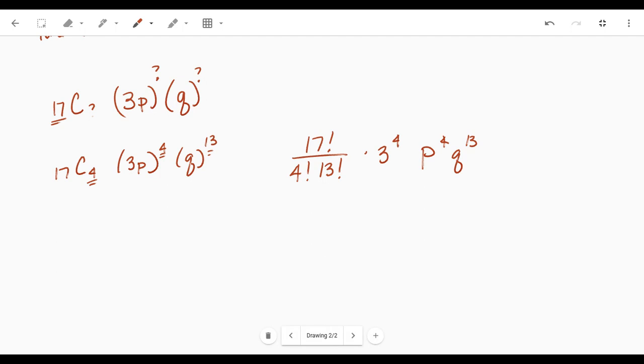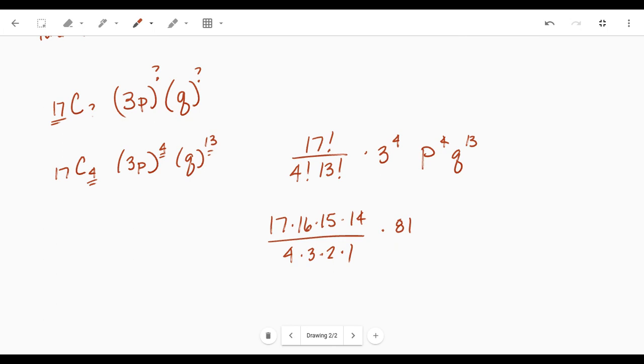So just like we knew before when we did our factorials, 17 factorial over 13 factorial is going to be 17 times 16 times 15 times 14 over 4 times 3 times 2 times 1. And then 3 to the 4th power, 3 times 3 times 3 times 3, that's 81. Okay, so that's the coefficient that we're looking for.